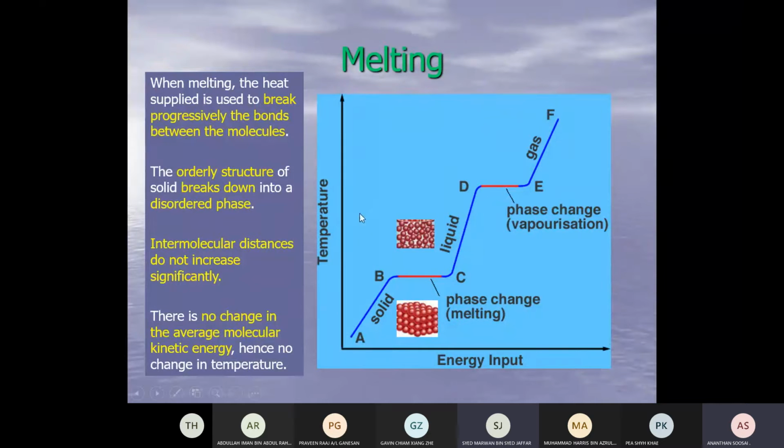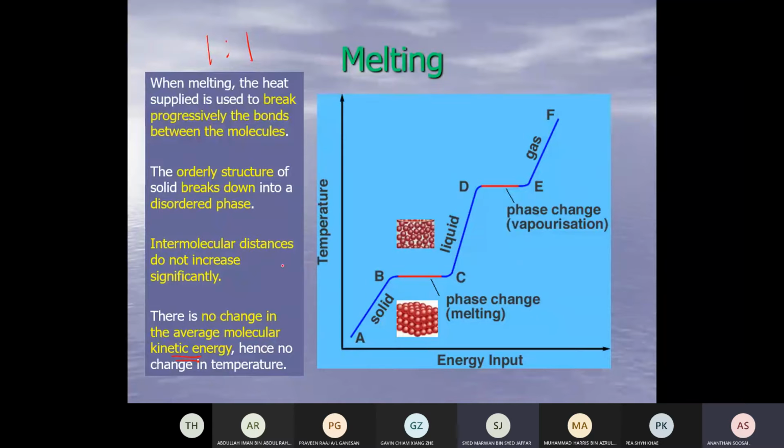So when melting, the heat supplied is used to progressively break the bonds between the molecules. The orderly structure breaks down into a disordered phase. The intermolecular distance does not increase significantly; as I said, the solid to liquid spacing ratio is still about 1:1. So there is no change in the average molecular kinetic energy.